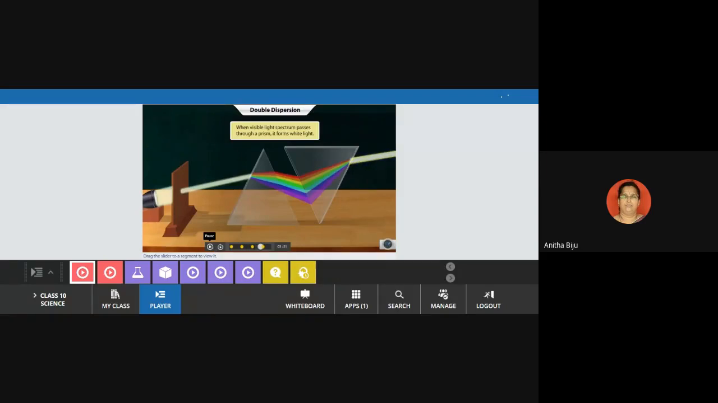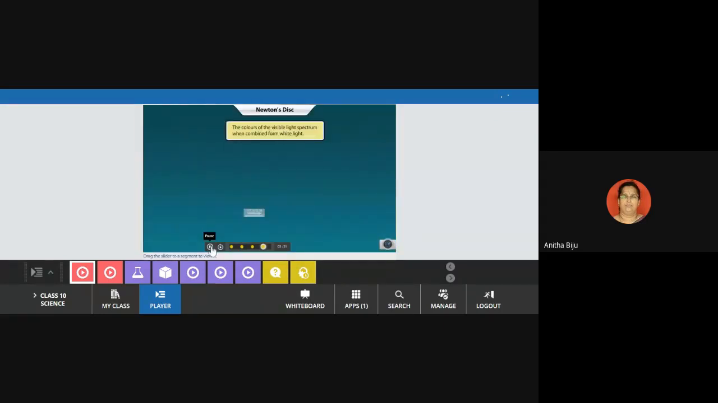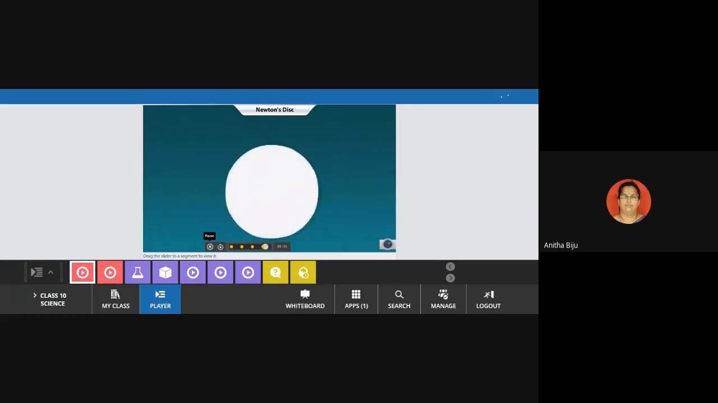What if you mix these 7 colors together? Do you think you would get white light? The colors of the visible light spectrum, when combined, form white light. Let us prove this by doing a simple activity. Take a paper disc and draw 7 sectors on it. Color each sector. Maybe this experiment you have seen in some exhibitions. Anybody have seen this experiment in exhibitions? Yes, ma'am. It is called Newton's disc.